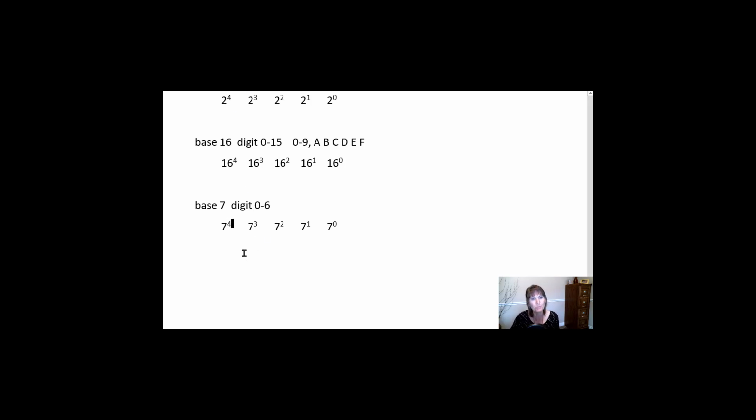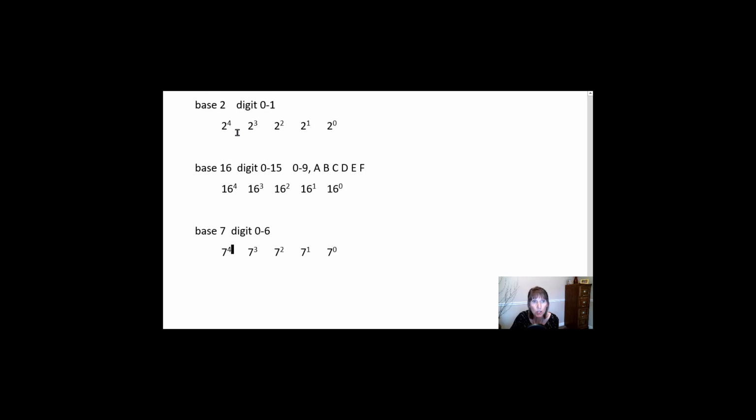Doesn't work so well. Okay, so we can do this with any base that we want to work with. And then to do the decimal expansion, you use these place values. So let's do a decimal expansion of a base 2 number. A base 2 number would look something like this, except it wouldn't be all superscripted. Okay, so that would be a base 2 number.